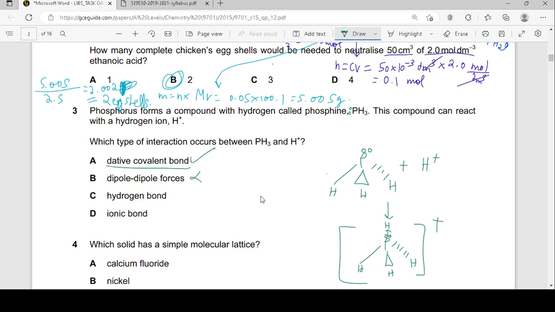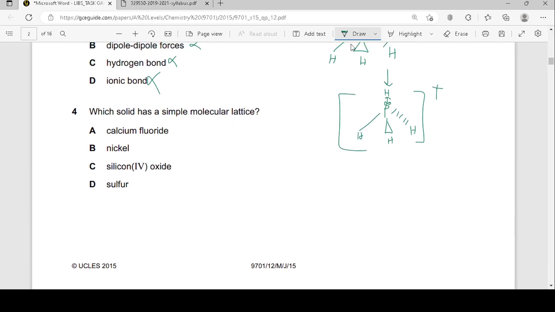Dipole-dipole force is not a force, it's a bond. Hydrogen bond, again, is not a force. This is not a force, this is a bond, right? It's kind of hydrogen bonding. Hydrogen bonding, although the name says bond, is actually a force. An ionic bond, again, this is not an ionic bond, it's actually within the covalent molecule. It's a dative covalent bond, okay? Now, next question, question number four: which solid has a simple molecular lattice?